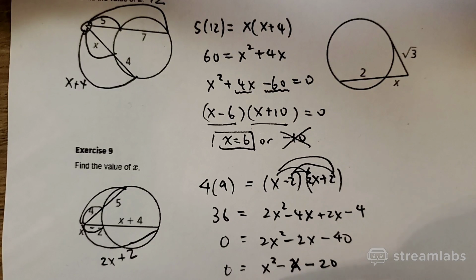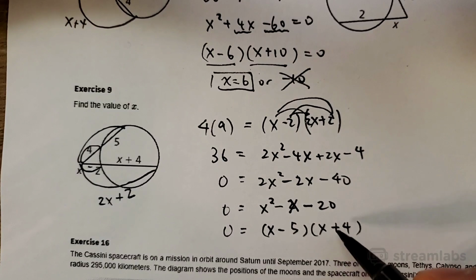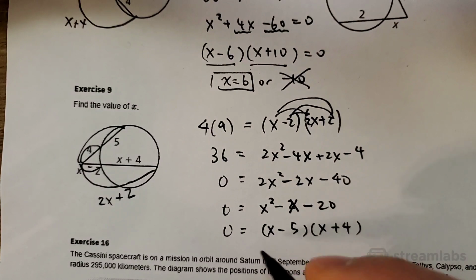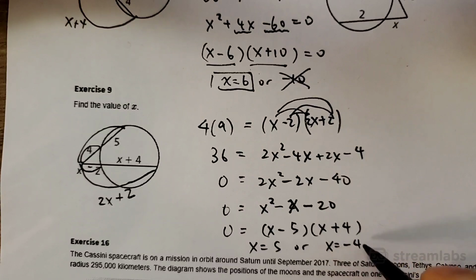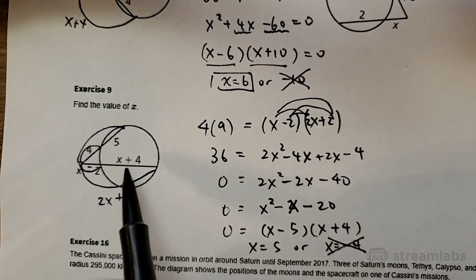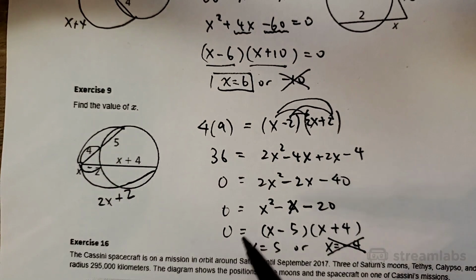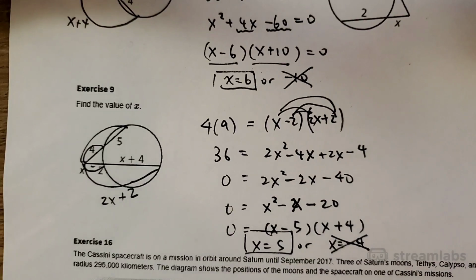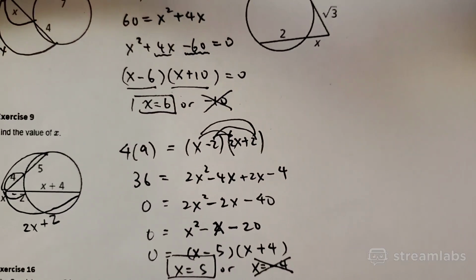And then once again, you can factor this. Just like that. X minus 5, x plus 4, once again. Okay. Then x is equal to 5, or x is negative 4. Obviously, negative 4 doesn't work, because when you plug a negative 4 back in, you're going to get 0 length. Okay. So 5 is your answer. Okay. All right.